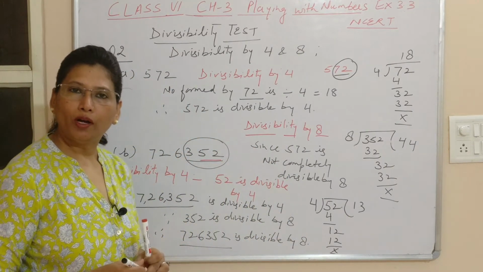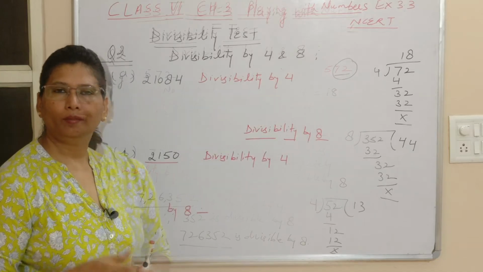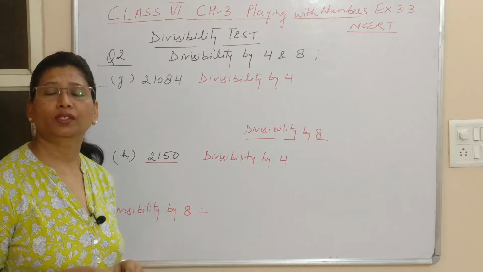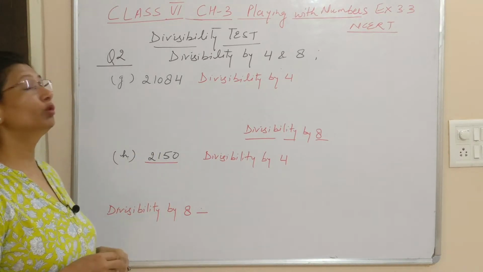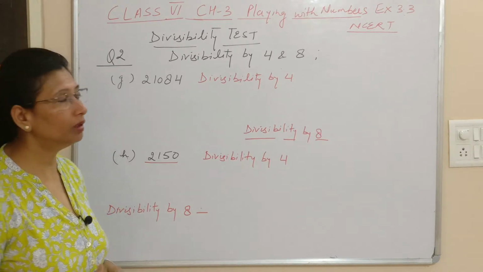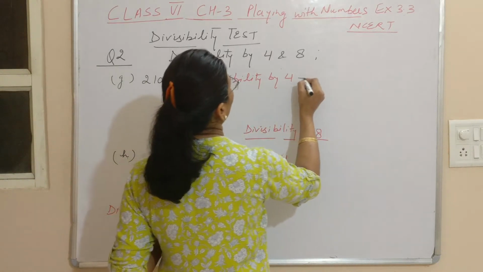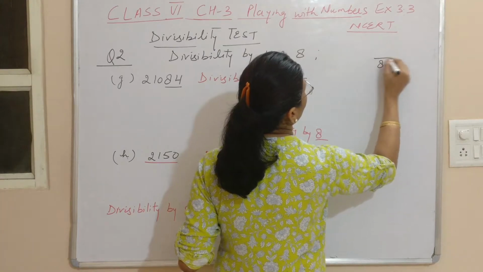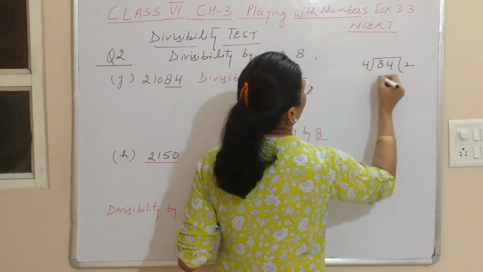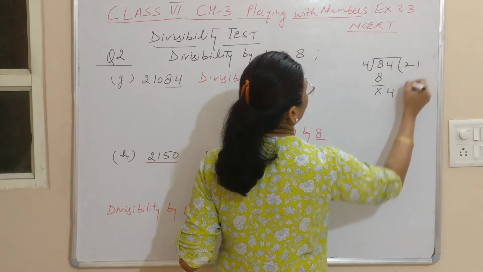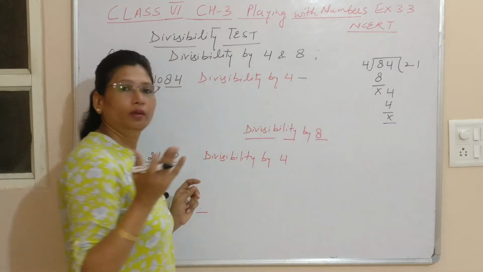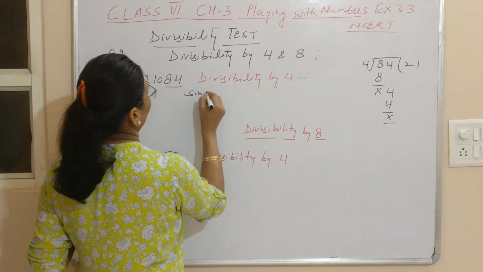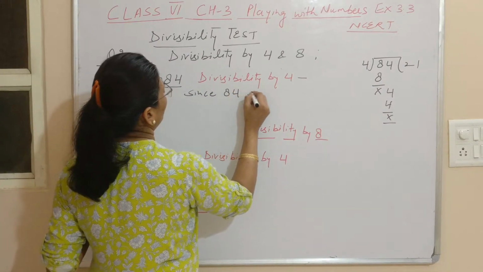I'll take the other two parts which are different from these. Continuing with question number 2, I'm taking the two different parts, G and H, the reason being that here we have 0 in the third place, so children might be confused about what to do with the number. As far as the divisibility test by 4 is concerned, it continues in the same way. You pick up the number formed by the last two places and divide it by 4. You can see, yes, it is divisible by 4, so the complete number will be divisible by 4. So here we'll write: since 84 is divisible by 4.